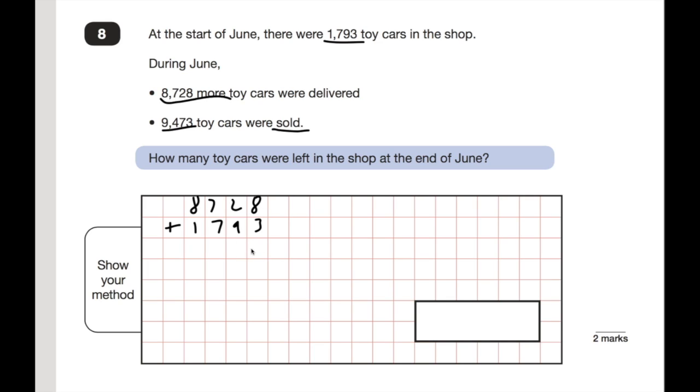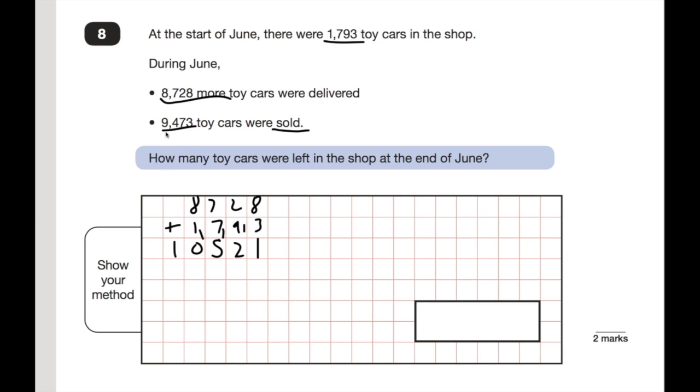Okay, 8 add 3 is 11, so we'll put the 1 and we'll carry the 1. 9 add 2 is 11, plus the 1 we've already got makes 12, so the 2 goes in there and we carry the 1. 7 add 7 is 14, add the 1 again is 15. 8 add 1 is 10. So that's how many cars we had all together before we sold any, so that's 10,521.